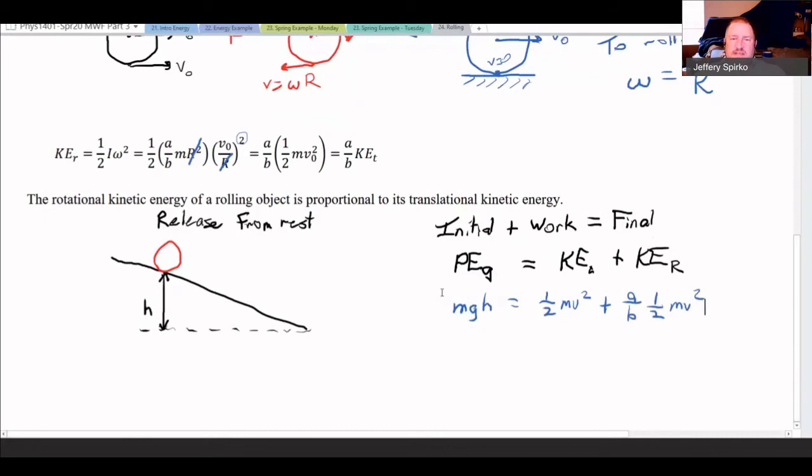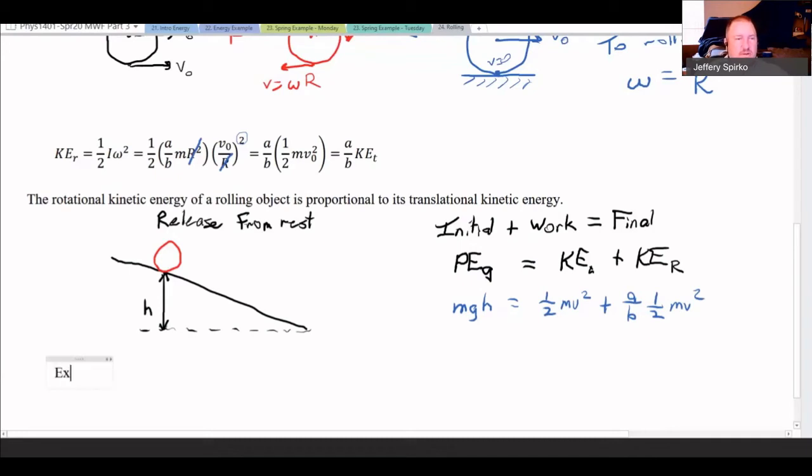So as you can see, the initial energy now has to get split up and shared between these two different types of final energy, these two different types of kinetic energy. Some of it's going to end up as regular 1/2 mv squared translational kinetic energy, and some of it's going to be the rotational kinetic energy, which is proportional to 1/2 mv squared. So let's see how I end up solving situations like this.